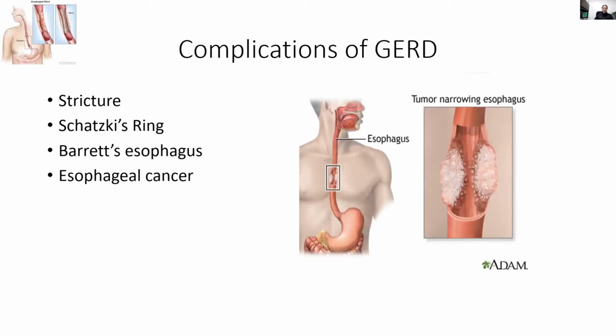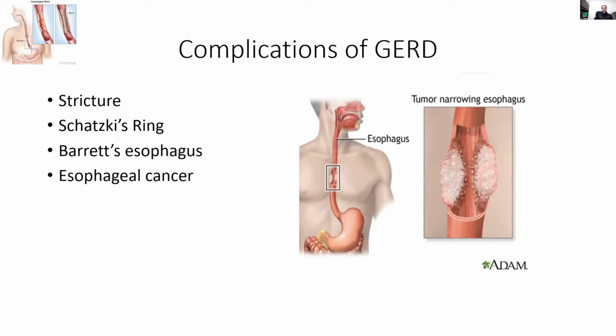Long-term complications of gastroesophageal reflux disease include stricture, which is basically scarring in the lower part of the esophagus from damage. It narrows the esophagus and makes it difficult to eat. The other thing you can get is a Schatzki's ring, which is basically a little band of scar tissue, which again causes difficulty with swallowing and the sensation of food getting stuck.